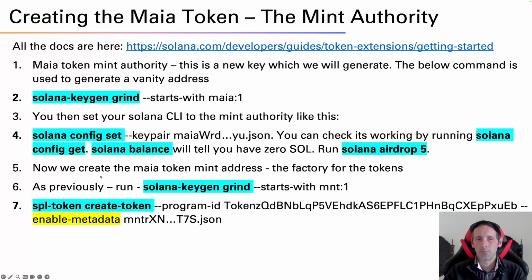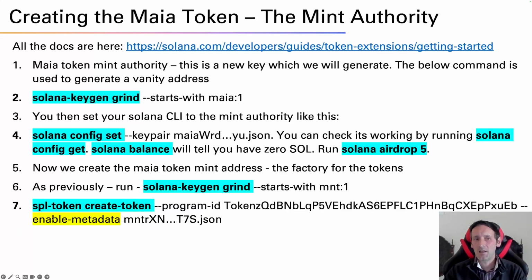Now we create the Maya token mint address, the factory for the tokens, or the token factory. I like to describe this as the token definition address. It's where you define your token and where all the useful information about the token is going to reside, including the pointer to the metadata, etc., which we'll cover in a minute.